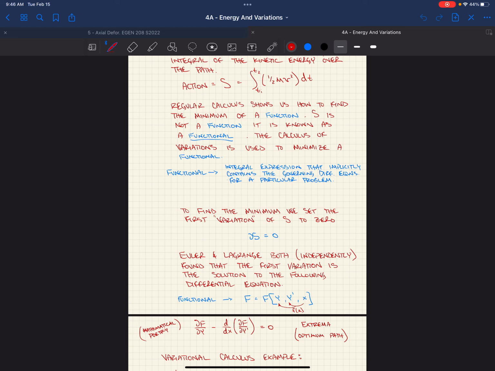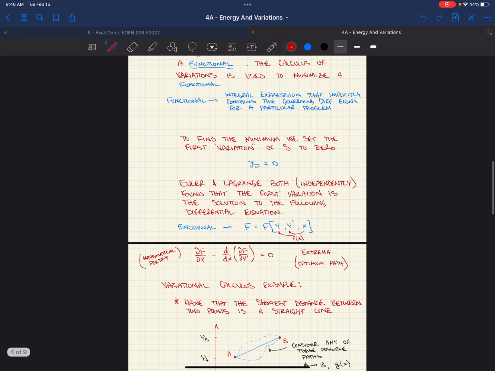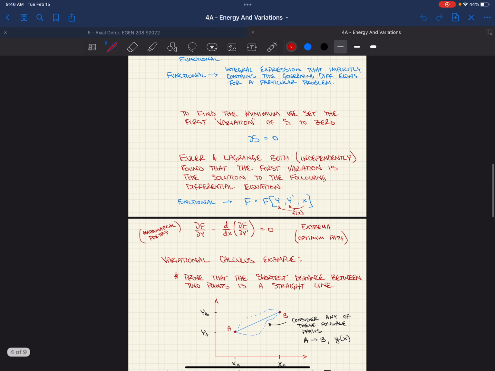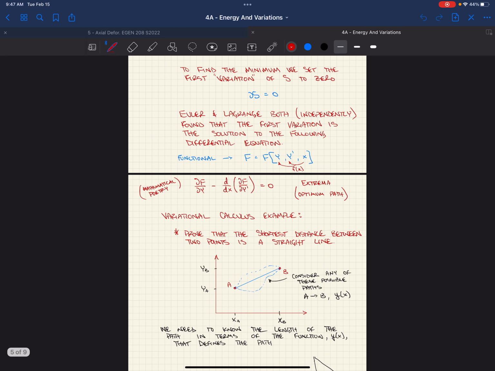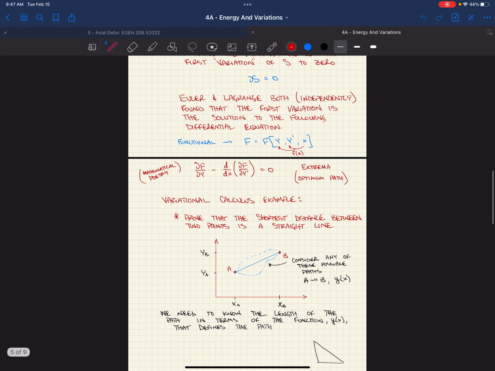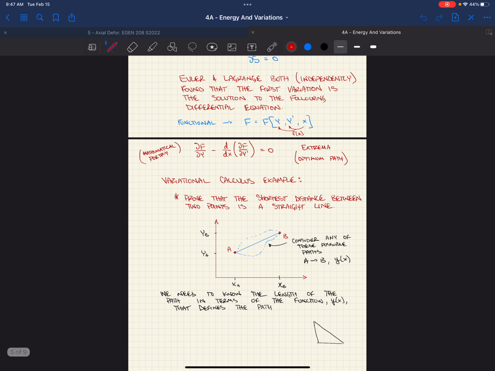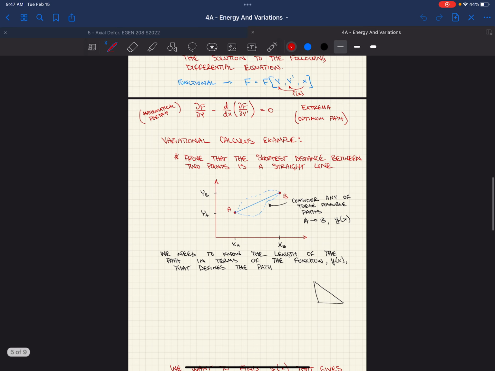And Euler and Lagrange, both mathematicians, independently found that the first variation is the solution to a differential equation, right? The partial of f with respect to y minus the derivative of the partial of f with respect to the derivative of y with respect to x equals 0. And that's how you find the extrema, or our optimum path. And as I mentioned, this was kind of funny because when I was doing a little background on all of this, pulling these notes together, a lot of the nerds out there really enjoy this equation and essentially call it mathematical poetry.